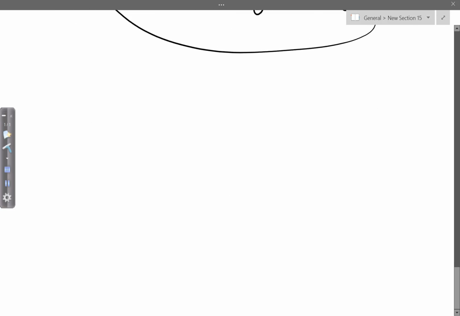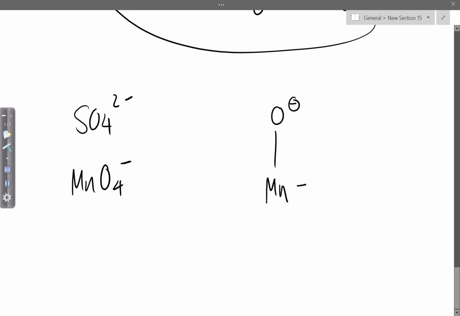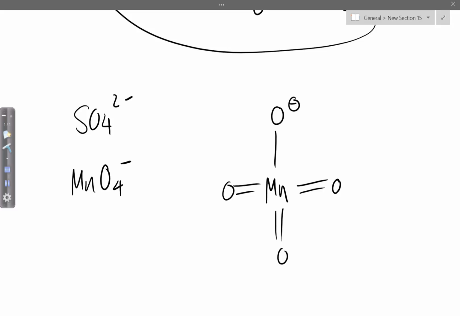MnO4 minus. Remember, just now we did SO4 2 minus. Now we did MnO4 minus. How should we draw this? Whenever you have a negative charge and oxygen, usually the oxygen will acquire the negative charge, so it must contain this bond. It's quite obvious that Mn is the central atom, and Mn is a transition element, so it can have an expanded octet as well, which means you will adopt this structure, similar to your SO4 2 minus.